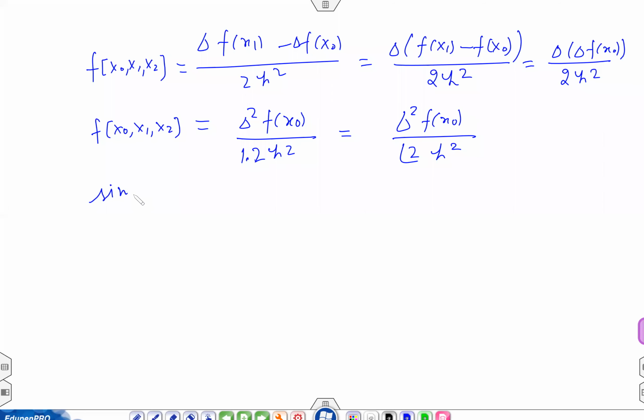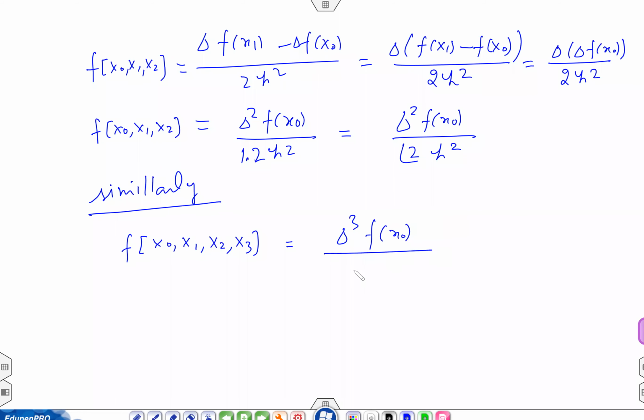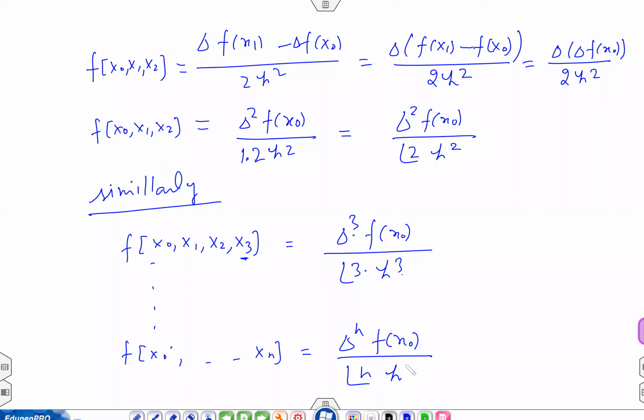If you compute all other values, I'm writing the general value, you can do it by yourself and check what is coming out to be. It is del cube f x0 upon factorial 3 h cube. Similarly another term you will compute, f x0 up to xn, plus one term when there are 4 terms. Similarly you can write it as del n f x0 upon factorial n h raised to power n.